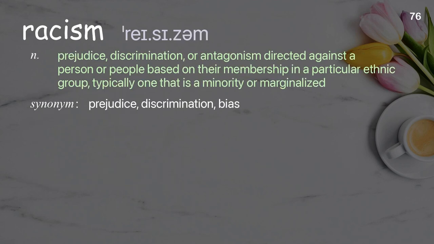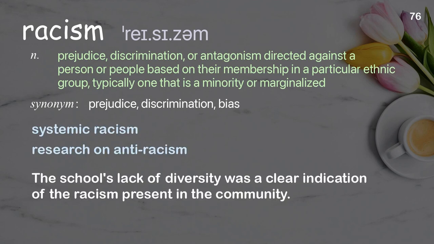Racism. Prejudice, discrimination, or antagonism directed against a person or people based on their membership in a particular ethnic group, typically one that is a minority or marginalized. Examples: systemic racism. Research on anti-racism. The school's lack of diversity was a clear indication of the racism present in the community.